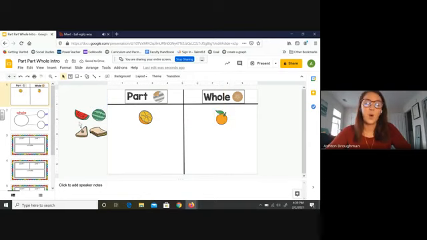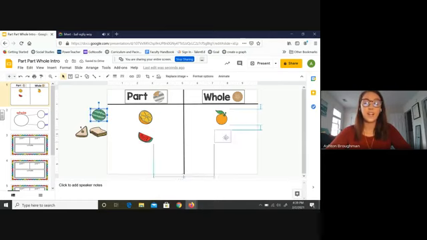So let's look at this watermelon right here. This is a slice of a watermelon, so it is only part of the watermelon. It is not the whole thing. But this, we can see that this one is a whole watermelon. It is the whole thing. So this would go under the whole column.